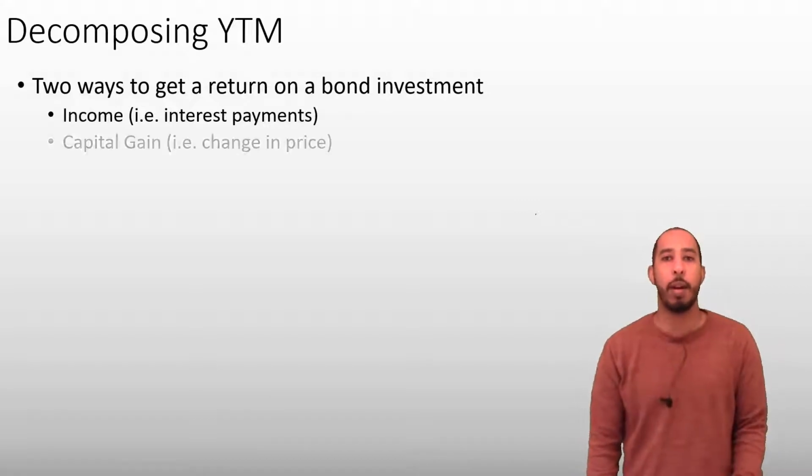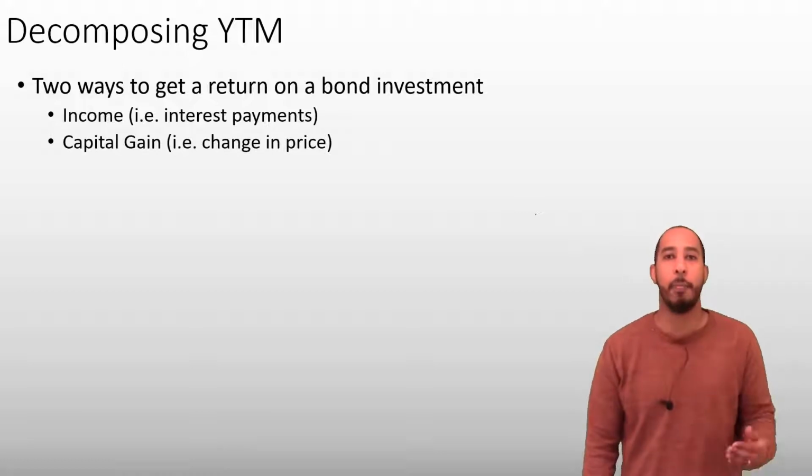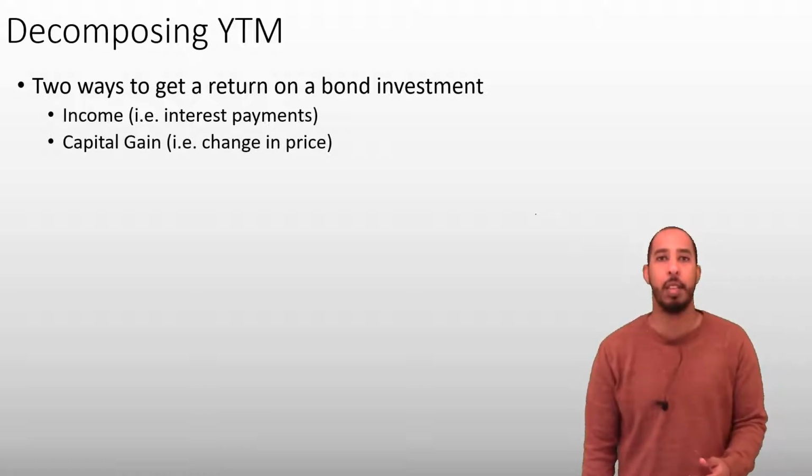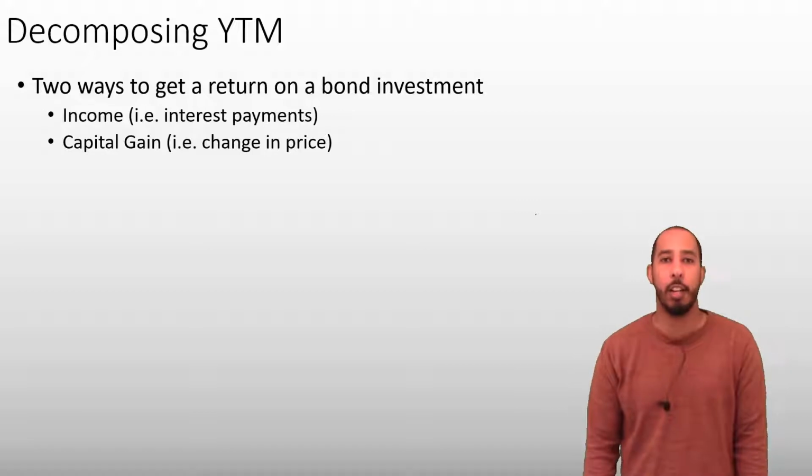The second way to make money on a bond investment is the value of the bond changes over time. If you bought the bond for $900 and it's now worth $1,000, you've made $100. That change in price is called the capital gain, or capital loss if we have a decrease in value. That capital gain will also be a part of your return on investment.